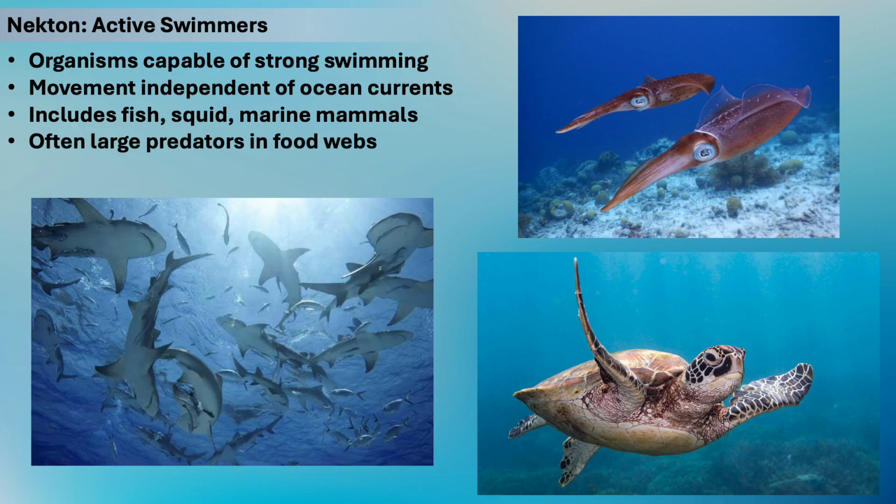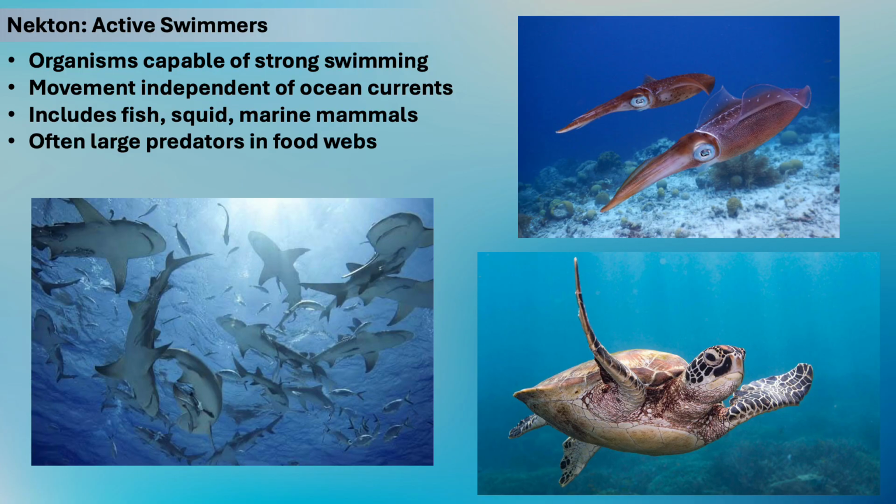Nekton include many of the marine animals that people most readily recognize, such as fish, squid, marine mammals, and some large crustaceans. These organisms often occupy higher levels of the marine food web, feeding on plankton or smaller nektonic species. Their mobility allows them to exploit food resources across wide areas of the ocean.